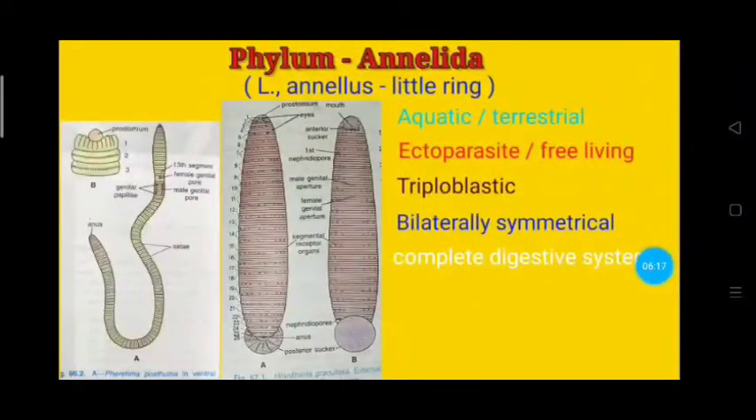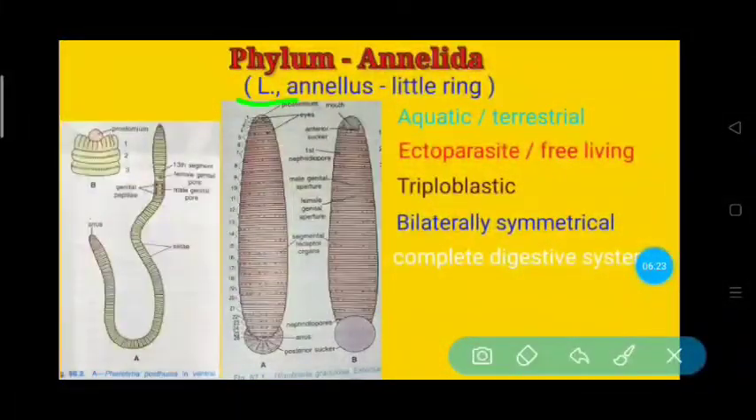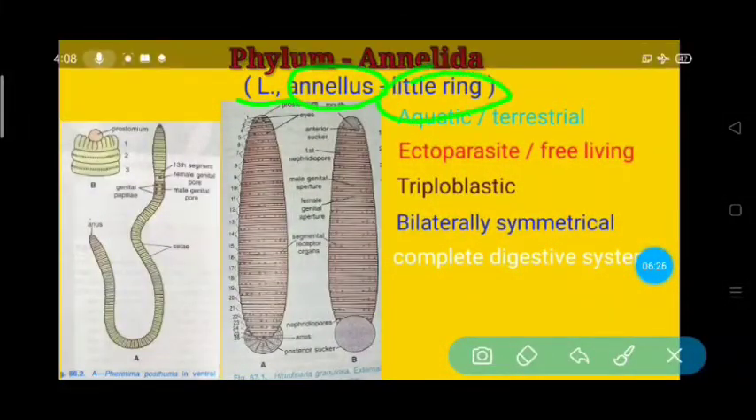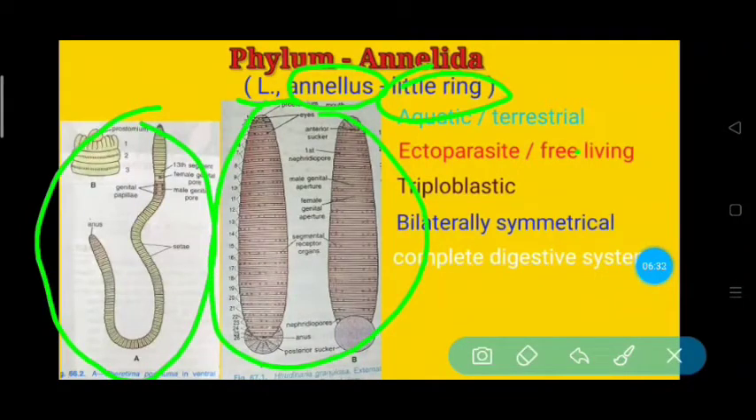Next phylum is Annelida. Annelida, the word coming from the Latin word annulus, means ring. Animals having rings on their body. Here you can see the figure. This is the figure of an earthworm and this is the figure of a leech. Here we can see that these animals have lines, meaning rings, on their body, so these are included in the phylum Annelida.